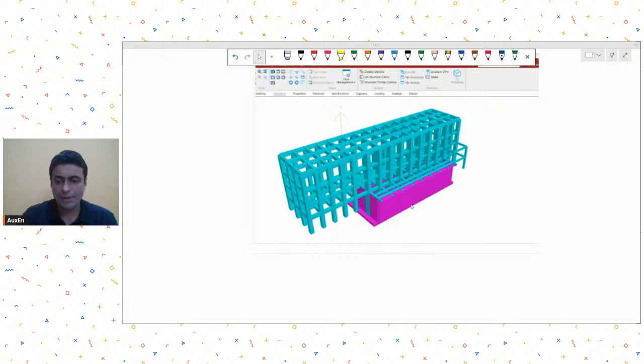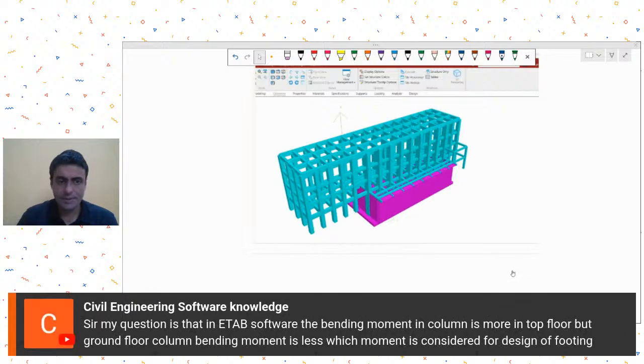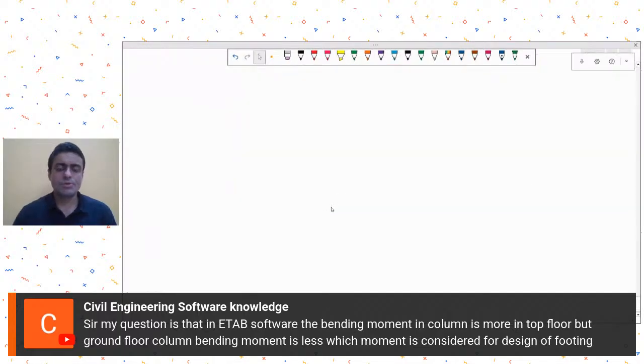So model it together, okay? All right. Civil engineering software knowledge is asking, my question is that in ETABS software, the bending moment in the column is more in the top floor, but the ground floor column bending moment is less. Which moment is considered for design of footing? Of course, whatever moment you get at the base of the column, where your footing is going to be, that moment you will use for your design of footing.